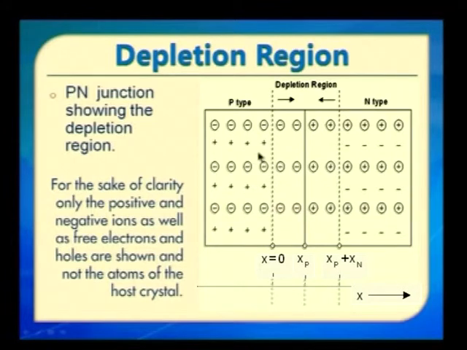Supposing a hole from the p type tries to go to the n type region, what will happen? When the hole comes here, it will be repelled by the ionic layers. So it has to overcome a potential barrier, because the positive ions here will repel the hole. Similarly, when an electron tries to go towards this region, suppose the electron is able to come up to this region, then it will be repelled by the negative ionic layers present here.